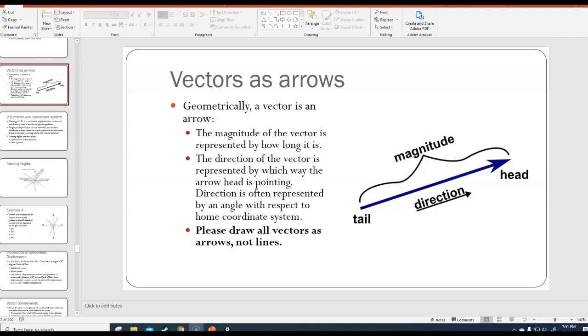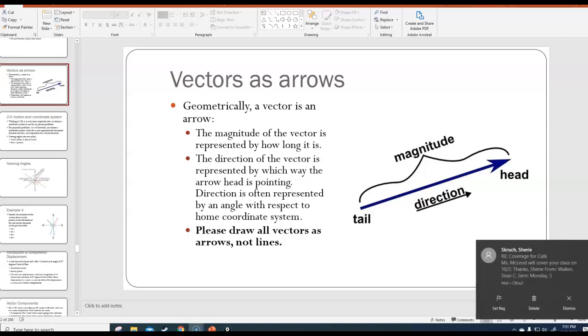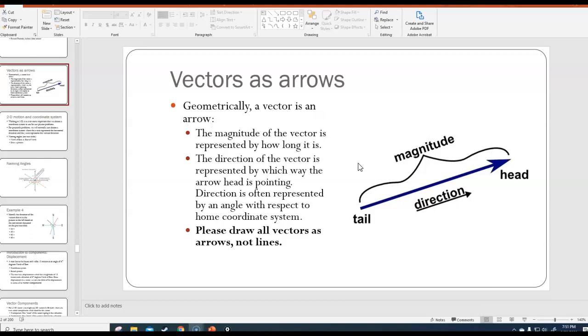Okay, so we know that as far as the definition is concerned, a vector is just a physical quantity which has both magnitude and direction. Geometrically speaking, you can represent a vector with an arrow. If you were to draw a vector, you would draw it as an arrow. The magnitude of the vector, its size, is indicated by the length, and the direction of the vector is represented by whichever way the arrowhead is pointing.